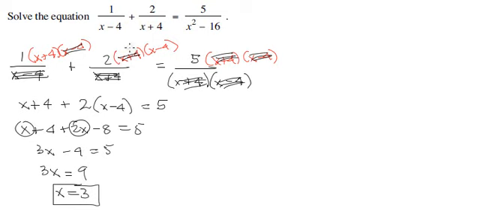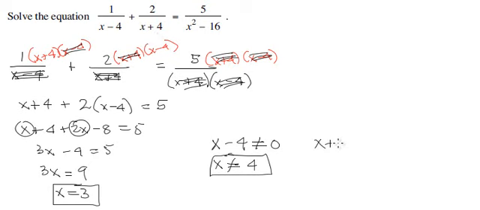That's our solution. And for non-permissible values, thinking of this before we canceled anything out, the x minus 4 part was one of our denominators, so that is not allowed to be 0, meaning x cannot be 4. Another concern was x plus 4. That can't be 0. Therefore, x is not allowed to be negative 4.